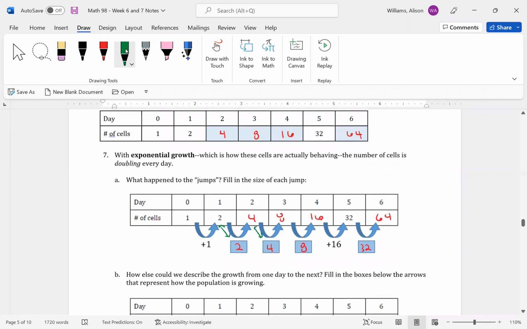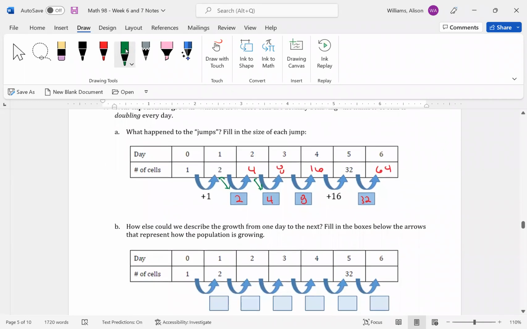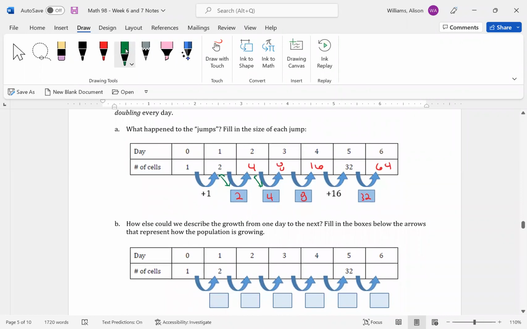So how would you describe the growth from one day to the next? A better way of doing that is to talk about multiplying, not adding. So let me fill these back in. And instead we are timesing by 2 every single time.